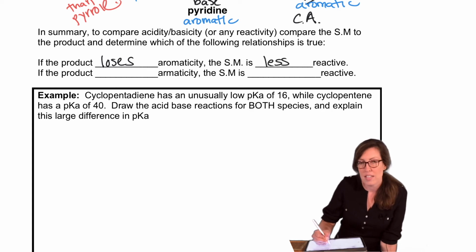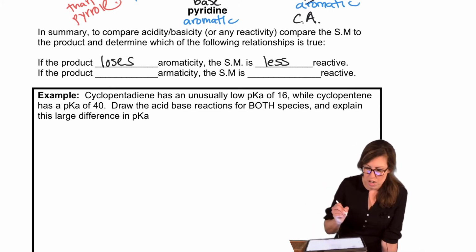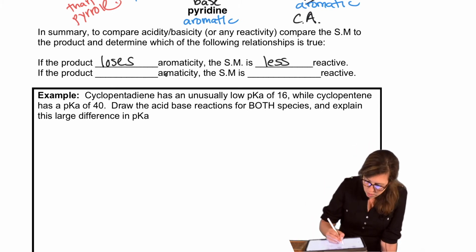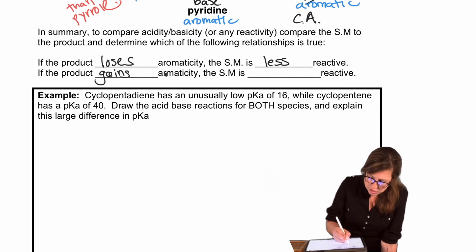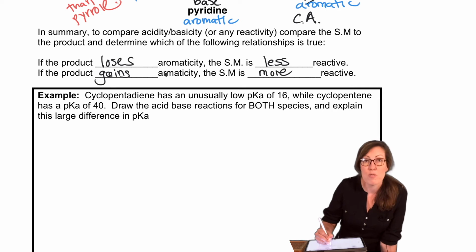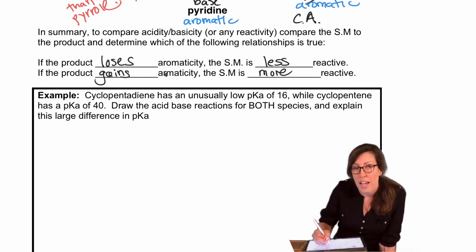It doesn't want to react. So that would mean it would be a weaker acid or a weaker base, depending on what you were looking at. If the product gains aromaticity, then that would actually be a reason for the starting material to want to react.